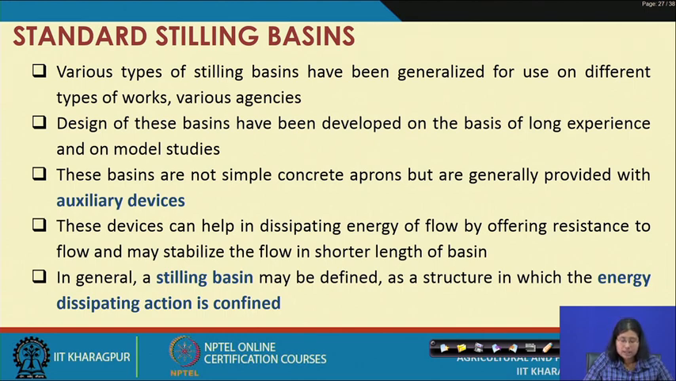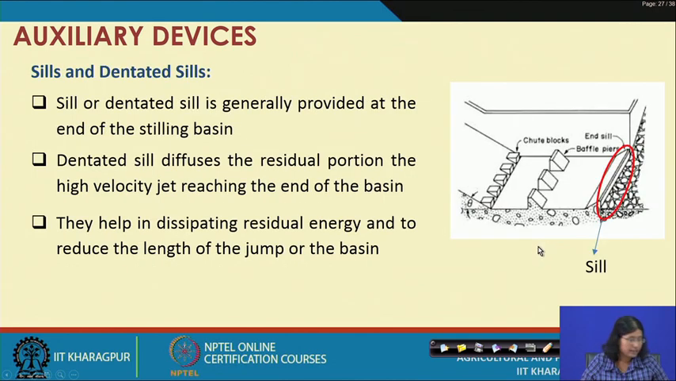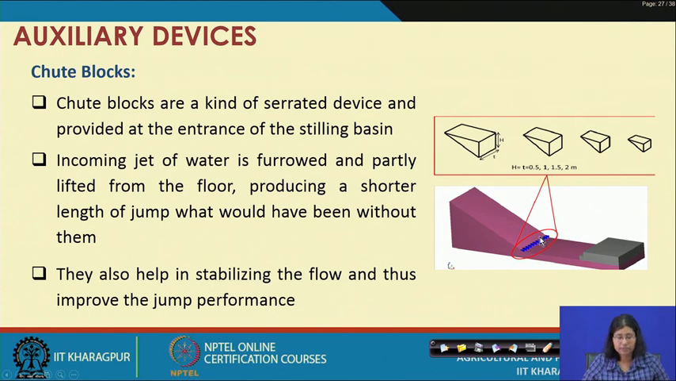In general, a stilling basin may be defined as a structure in which the energy dissipation action is confined. So, a stilling basin is a kind of structure in which energy dissipation can take place. These auxiliary devices are designed for energy dissipation. One of them is chute blocks. Chute blocks are a kind of serrated device provided at the entrance of the stilling basin. You can see at this point, at the entrance of the stilling basin, these small chute blocks are provided.